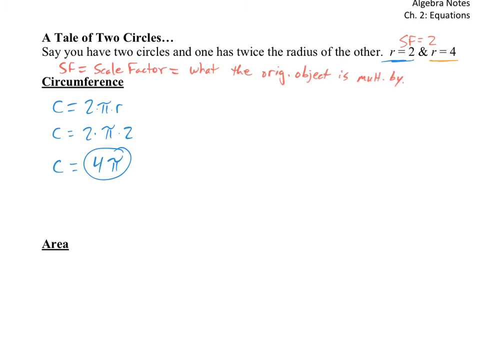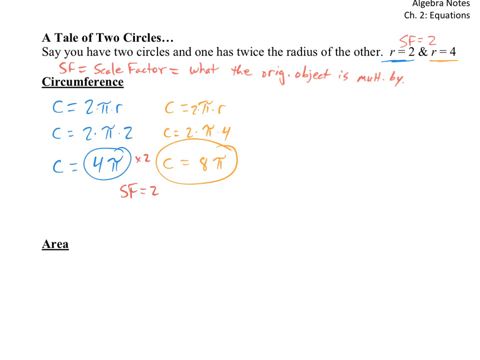My second circle I'll do in orange. So same original equation. Circumference is 2 times pi times r. So I have 2 pi, but now my radius is 4, which gives us then a circumference of 8 pi. So what we found is if one is 4 pi and one is 8 pi, we just multiplied by 2. And that's true when we have a problem where the scale factor is 2.